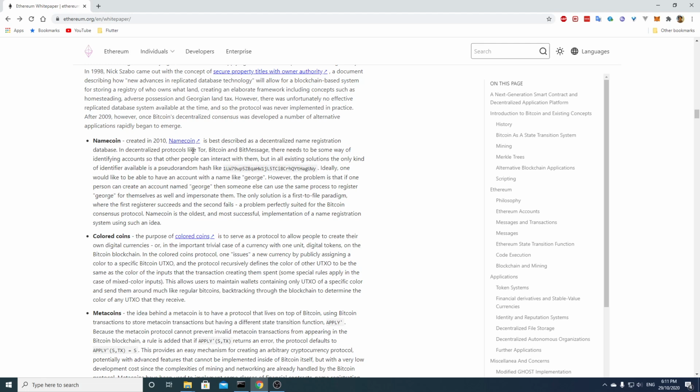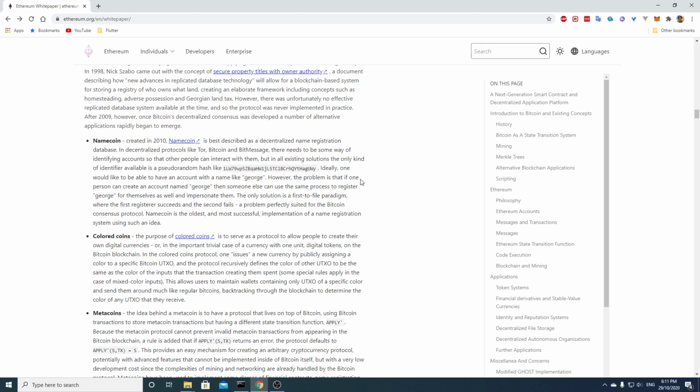Okay, created in 2010, Namecoin is best described as a decentralized name registration database. In decentralized protocols like Tor, Bitcoin, and Bitmessage, there needs to be some way of identifying accounts so that other people can interact with them. But in our existing solutions, the only kind of identifier available is a pseudo-random hash like blah blah blah. Well, this is a Bitcoin address. So, right? Ideally, one would like to be able to have an account with a name like George.